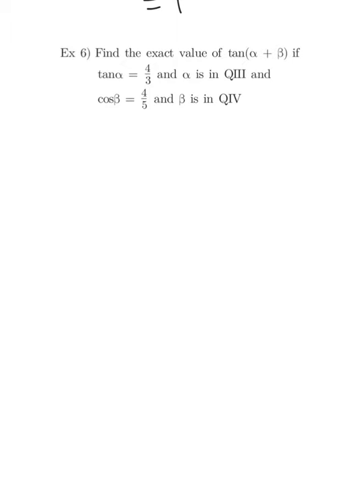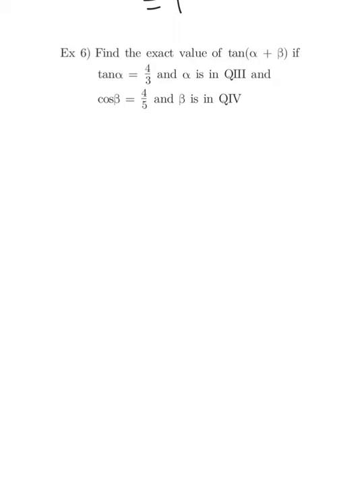Example 6 is very similar to example 5, but in this case we are doing the tangent. And these symbols, in case you don't know them, are alpha and beta. They are Greek letters. So we want to do the tangent of alpha plus beta, if the tangent of alpha is 4/3 and alpha is in quadrant 3, and the cosine of beta is 4/5 and beta is in quadrant 4.